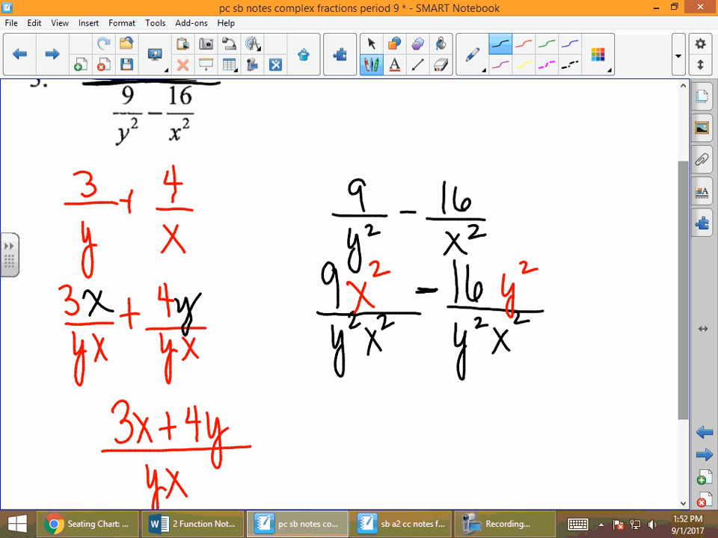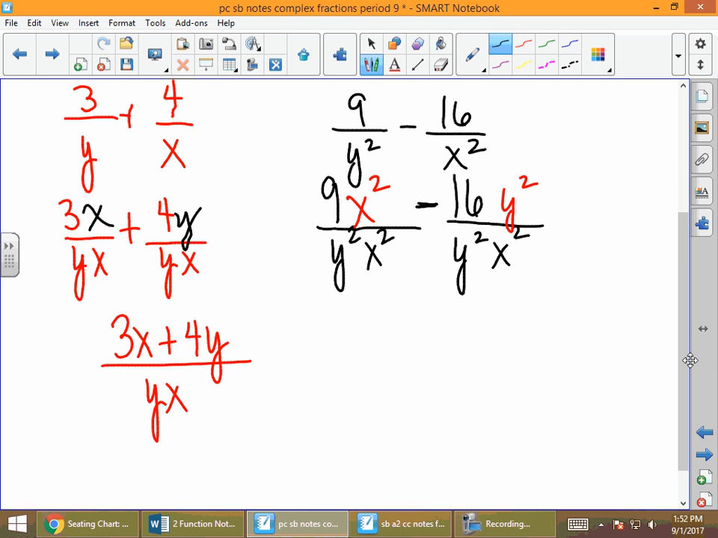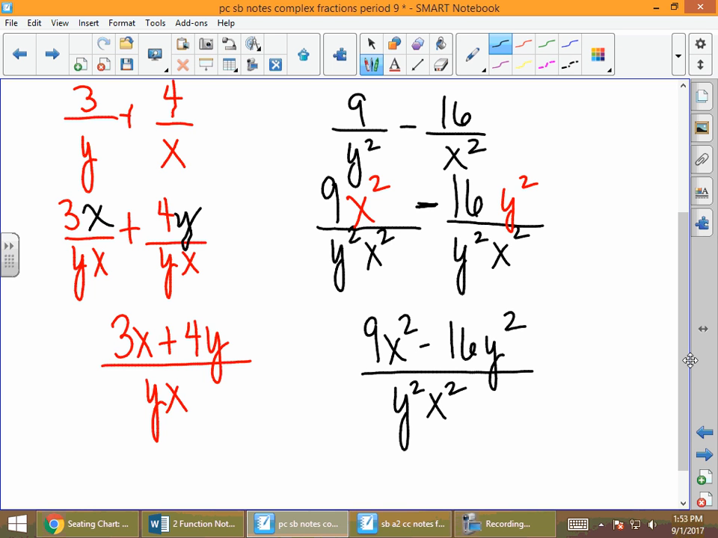Don't cancel anything out. I know that within the fraction we have an x squared over an x squared, or a y squared over y squared. We're using the fancy form of 1 with our fractions. And if we cancel it out, we don't have common denominator. So the only thing that we can do in this case is combine. We have 9x squared minus 16y squared divided by y squared, x squared.